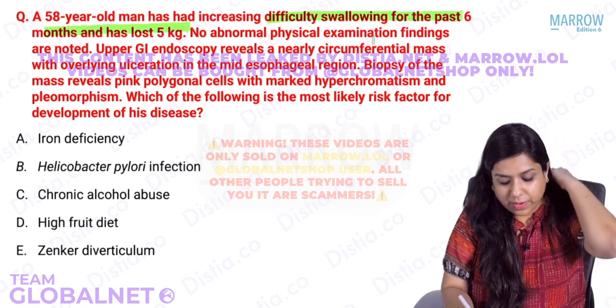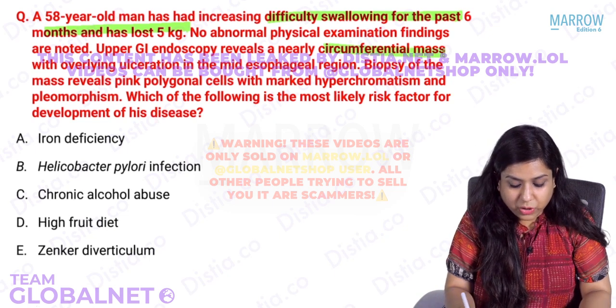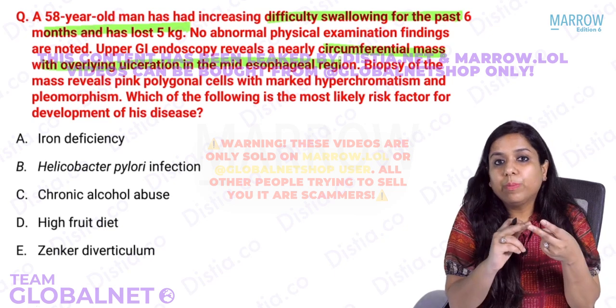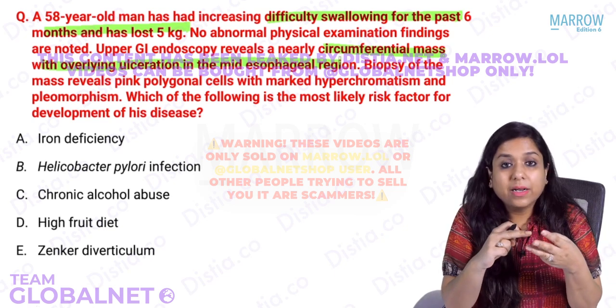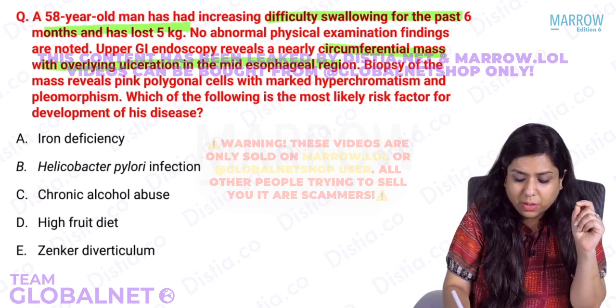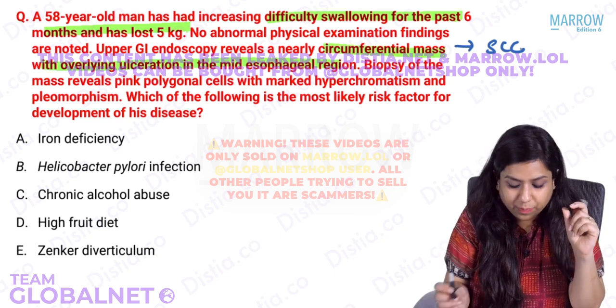Next. A 58-year-old man has had increasing difficulty swallowing for the past 6 months and lost 5 kgs weight. No abnormal physical findings are noted. Upper GI endoscopy reveals a nearly circumferential mass with overlying ulceration in the mid-esophageal region. Now, two important things. A mass and an ulceration in the mid-esophagus. What does it usually signify? It usually signifies SCC of esophagus, which occurs in the middle 1/3.